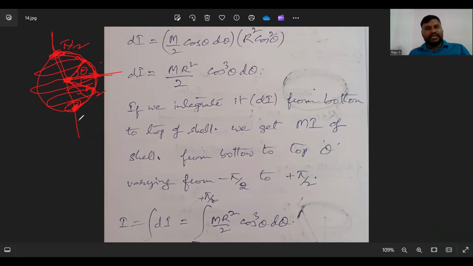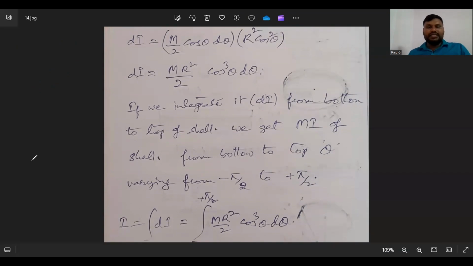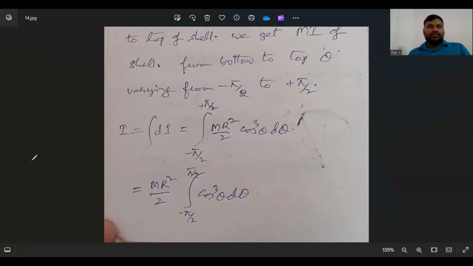I hope you understand why we consider theta varying from minus pi by 2 to plus pi by 2. Theta is varying from minus pi by 2 to plus pi by 2 because we consider the strips from the bottom of the shell to the top of the shell. We covered the entire shell, so we will get the moment of inertia of the entire shell. So I is equal to the integration of dI.